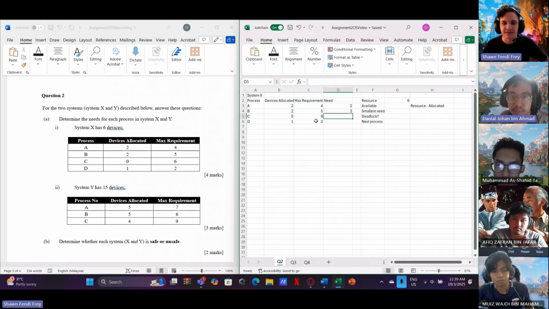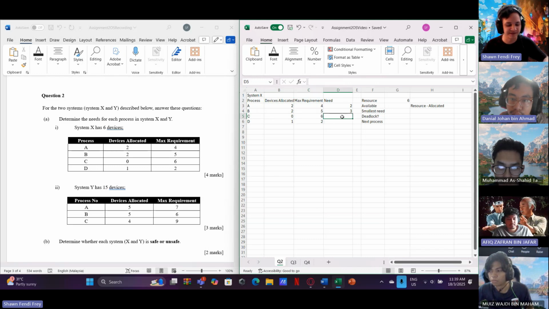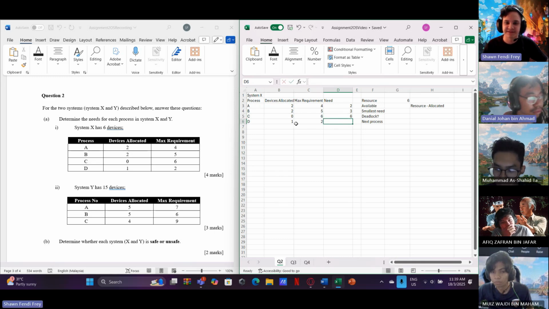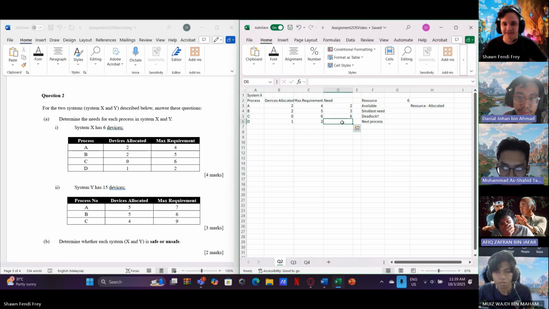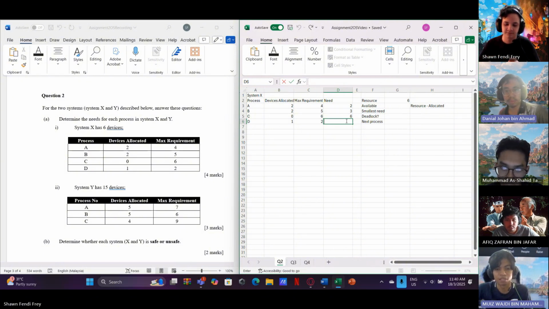Okay. So need for this one is max requirement minus devices allocated, which is just going to be 6, because 6 minus 0 is still 6. Anybody else would like to try D? Okay, we should proceed to Moise for the next one. Again, same as the other processes, we have to minus the max requirement with the device allocated. So 2 minus 1 is 1. So therefore the need is 1.